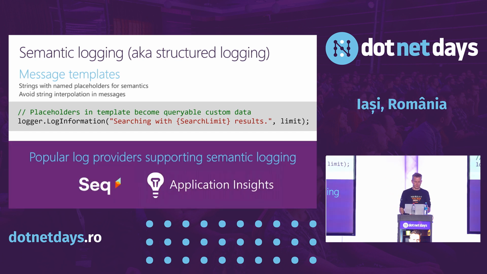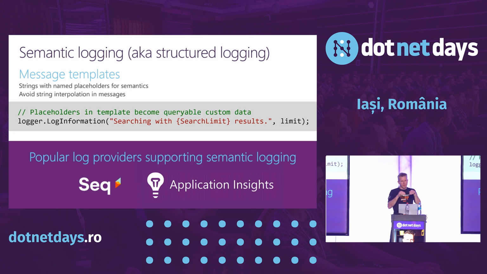Now you need something that understands how to store that data, because you want to get it out afterwards. As you can imagine, the console application doesn't really know. It displays a text message and then it's gone. But if you have something like SEQ or Application Insights, they know how to store the message template as well as the additional data. And you can use either one of them, or both, whatever is suitable for you at the moment.